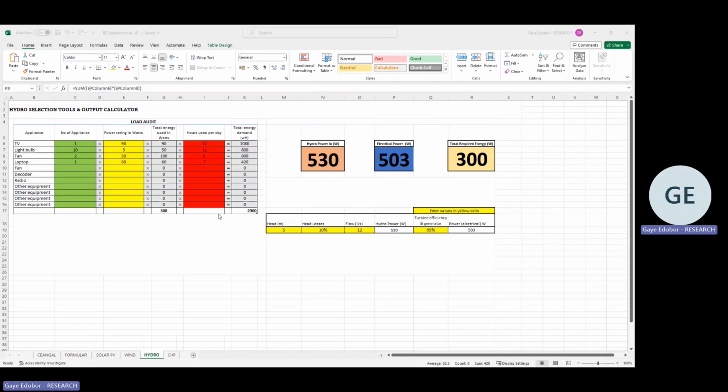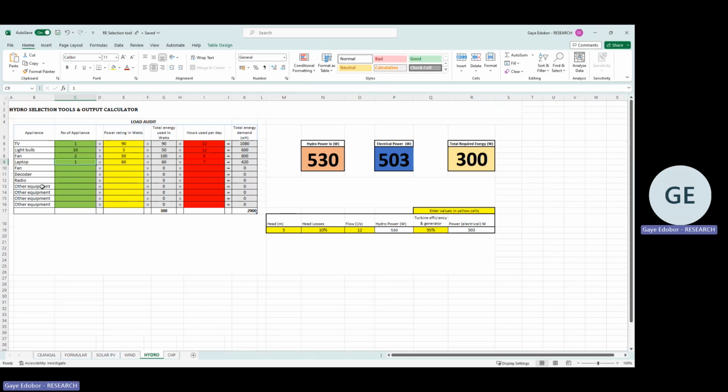In this section, we shall be looking at the hydro selection tool. So this is more like a mini hydro plant, what is required to design a mini hydro plant or a micro hydro plant, depends on the scale. Again, our load audit stays the same. You could increase your number of appliances, depends on whatever you're doing. It could be a design for a farm or a small village, right?